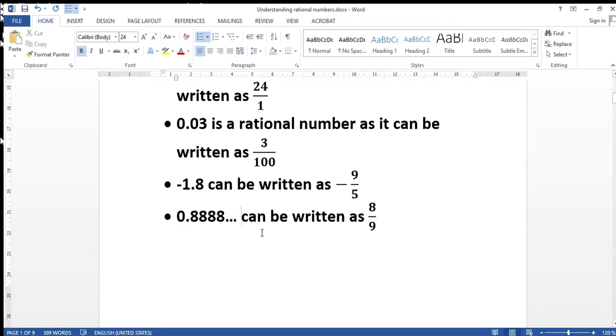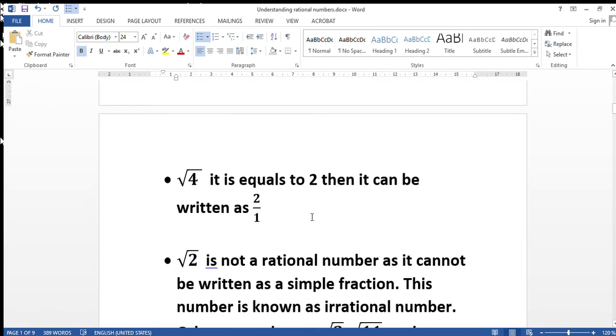So I'm not going to explain how I got 8 over 9. Anyway, you will understand this one further when you go to M2, next year. We have this topic in M2. So you can write this one also in a rational form.